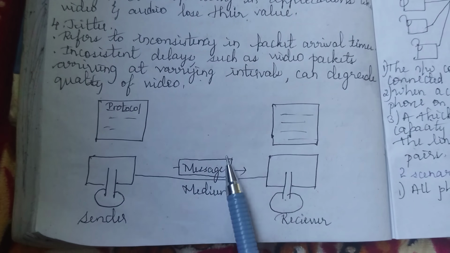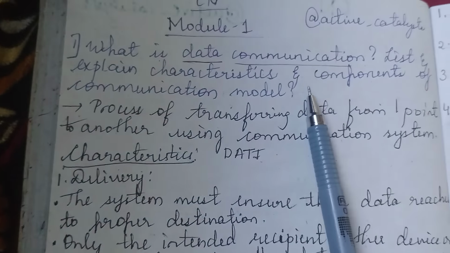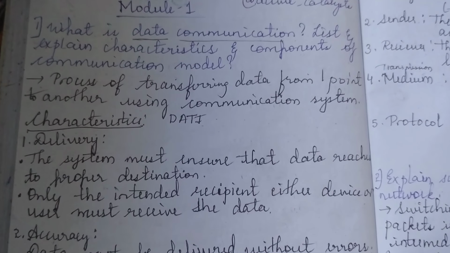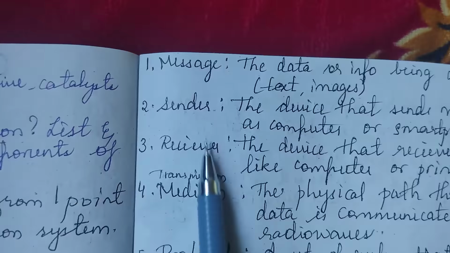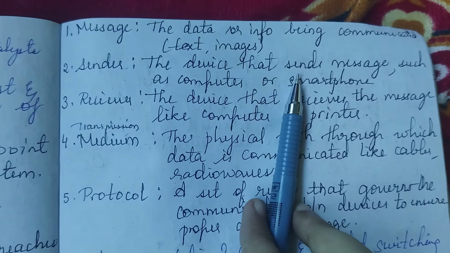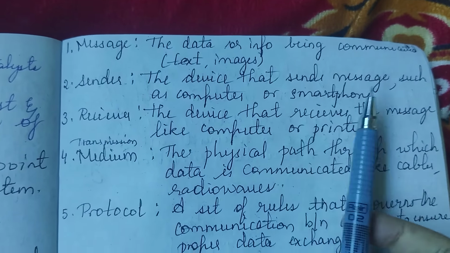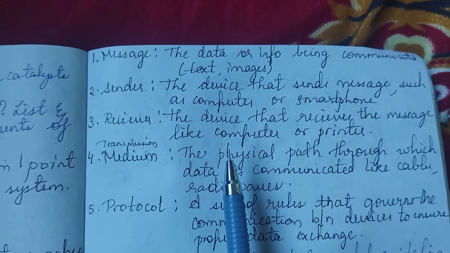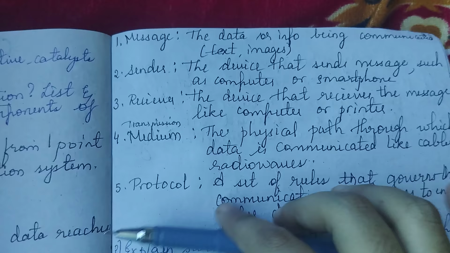For each of these components, we have to write the explanation. In the question they have given components of the communication model, which is why we are supposed to write the component explanations. First, message is nothing but the data or any information that has to be sent. It can be text, image, or whatever. Sender is the device that sends the message; it can be a computer or smartphone. Receiver is the device which receives the message; it can be a computer or printer. Then transmission medium, the physical path.